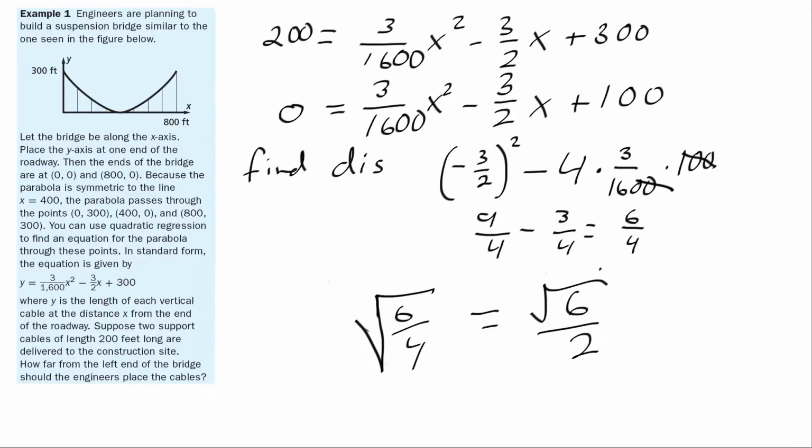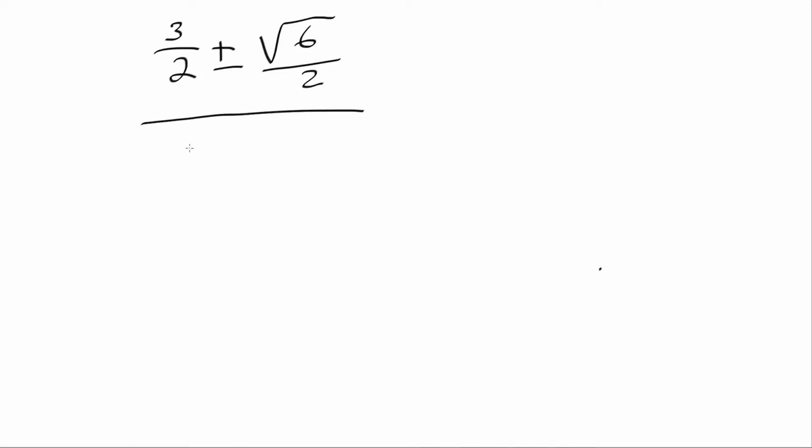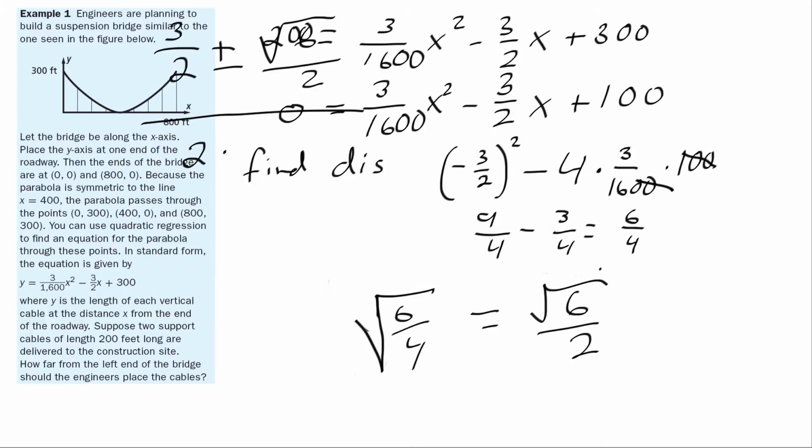So let's go ahead and do that. I'm going to have the opposite of b, and b was negative 3 halves, so the opposite would be 3 halves. So I'm going to have 3 halves plus or minus the square root of 6 over 2. This whole thing over 2 times a, which was 3 over 1600.